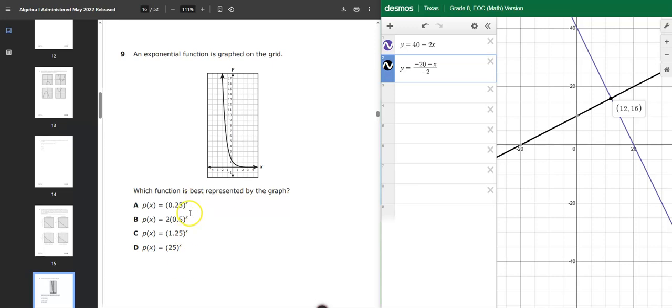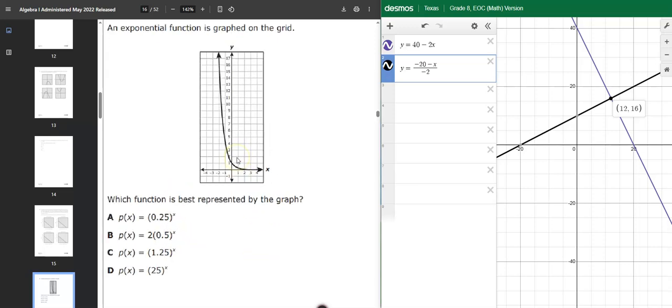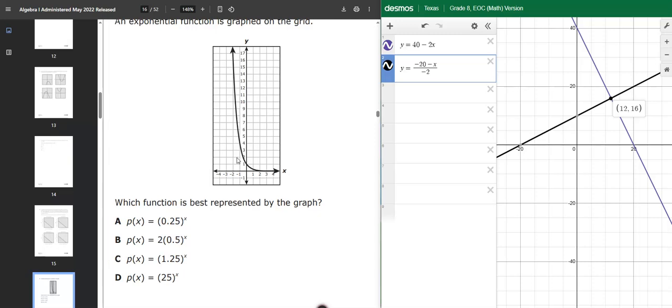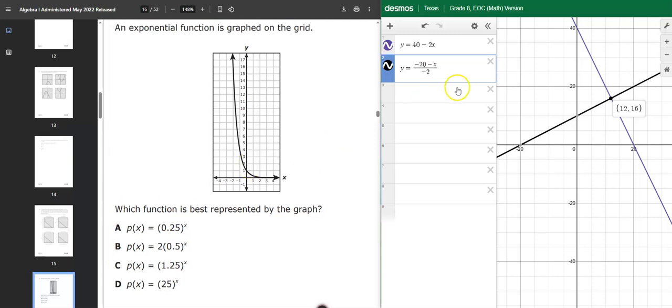You're going to graph each of your answer choices. You do not need to include the P of X part. Just graph this part on this side of the equal sign. And then look at your intercepts and all of your information and see which one matches. Go ahead and pause the video now and then resume when you're ready to see the answer.